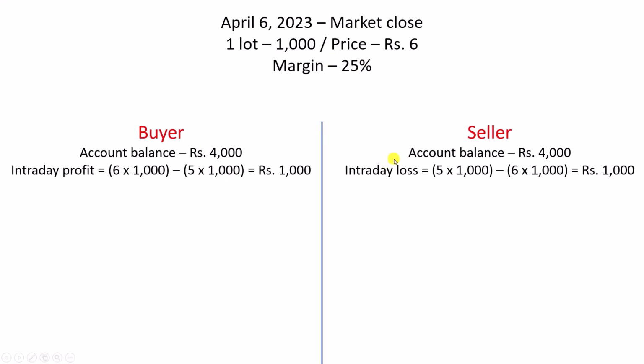Now, see how is this once again? 5 into 1000 at which the seller sold it. Now 6 into 1000, 6000. So 5000 minus 6000 is 1000 rupees loss.